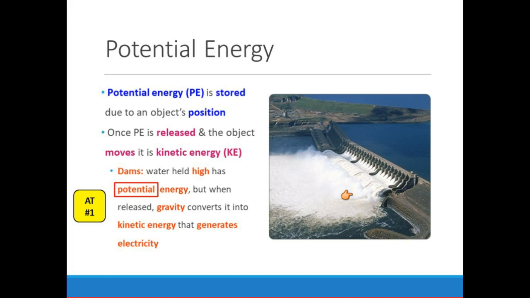Okay, give me a smiley face if that makes sense. Up here on the right side, we've got potential energy, right? So up here we've got potential energy because of the object's height, the water's height. Down here we've got kinetic energy because of the object's motion.